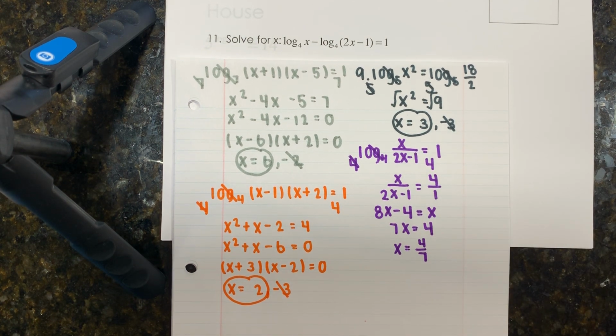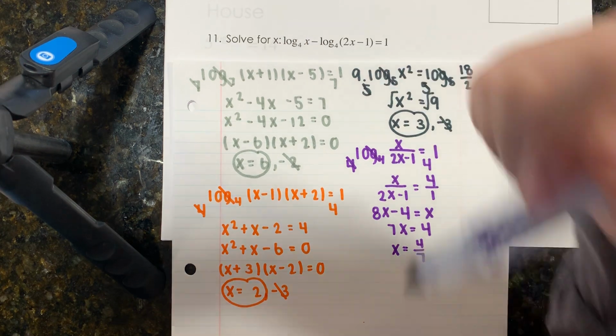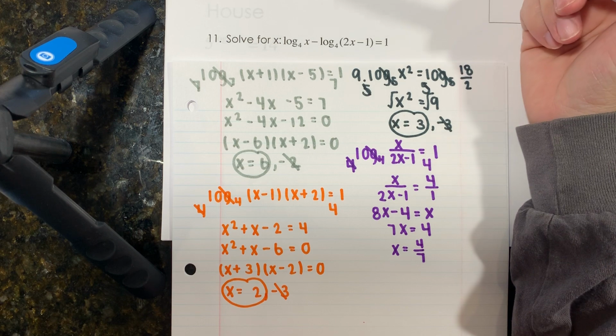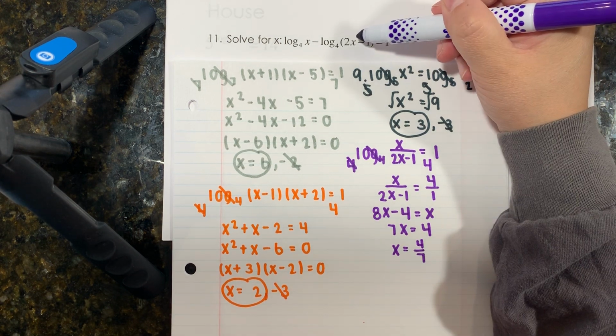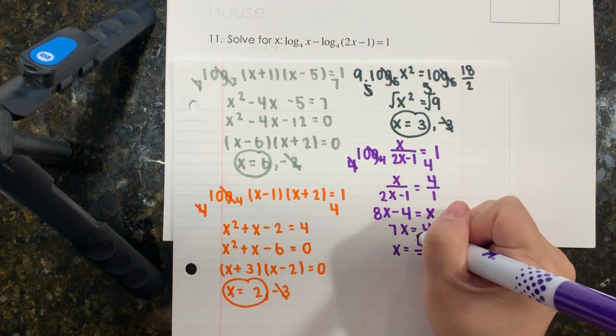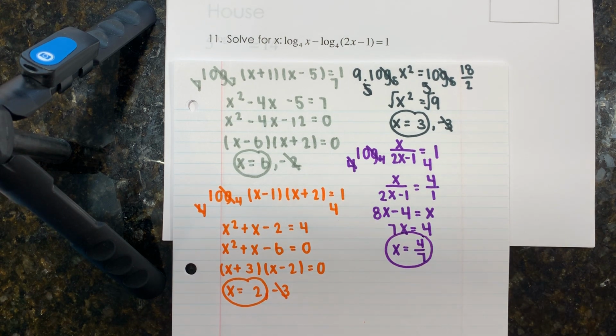Now, I need to check this answer, though, to make sure this works. If I do log 4 over 7, that's a positive fraction, so that works. And then 2 times 4 over 7 would be 8 over 7. And so 8 over 7 minus 1 would still be a positive fraction. So this x is equal to 4 over 7 does work.